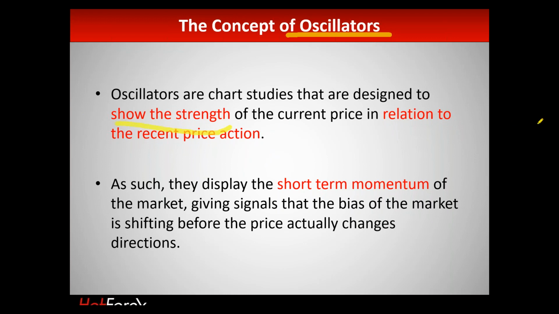So what it does is show the strength, strong or weak, of the current price based on recent price and past data. It displays the momentum of the market, short term or long term, and gives a signal of the bias of the market, the tendency of the market, whether bear or bull, downtrend, uptrend or sideways. The bias of the market shows it is shifting before the price changes direction. The problem with the oscillator is that it is calculated based on past data, so there will be some lag. Price goes up, the oscillator does not go up yet. Then only afterwards it goes up. It is a bit late, but still usable for most traders.